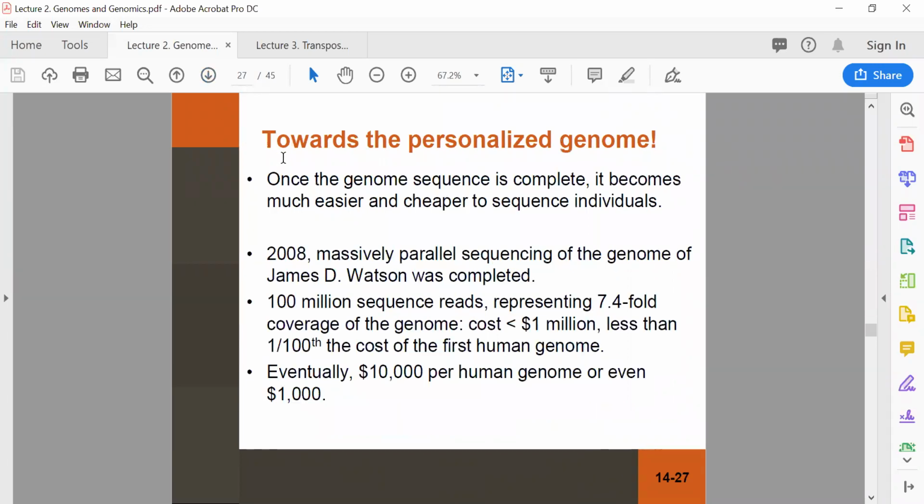All right, but once the genome sequence of a particular organism is complete, then it actually becomes much, much easier and cheaper to sequence further individuals within that same species. So we'll look at an example here. So in 2008, sequencing of the genome of a famous scientist, James Watson, was completed. And you might remember Watson and Crick. They were the 2 scientists that actually discovered the structure of the DNA double helix.